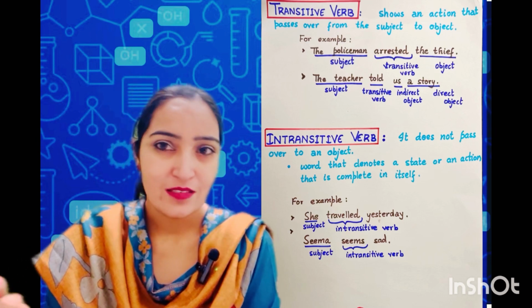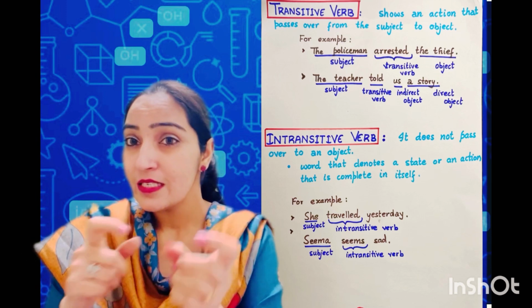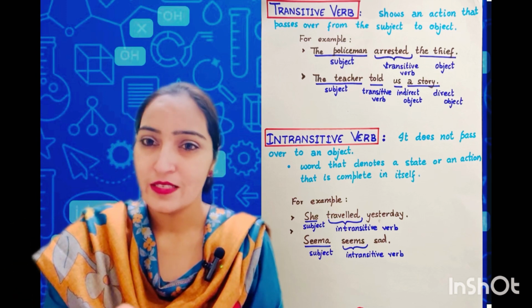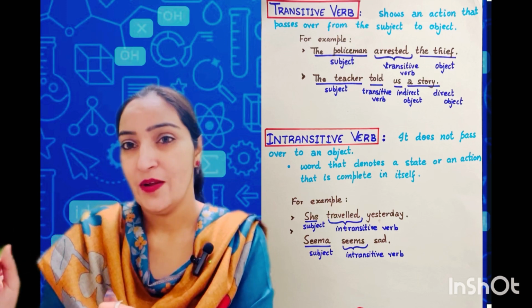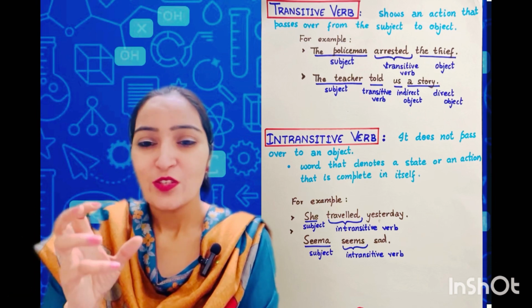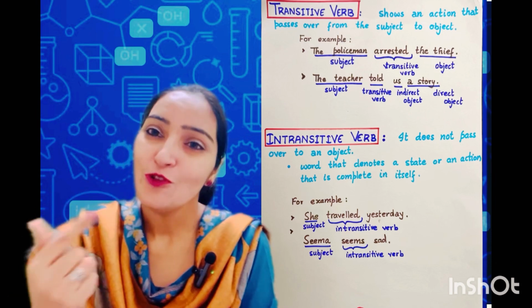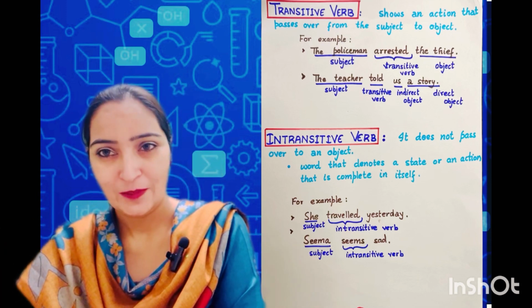Let's take another example. The teacher told us a story. Here, the teacher is the subject because he is telling the story. A story is direct object. Us is indirect object. Correct. So, told is a transitive verb because in this sentence we have subject as well as object.